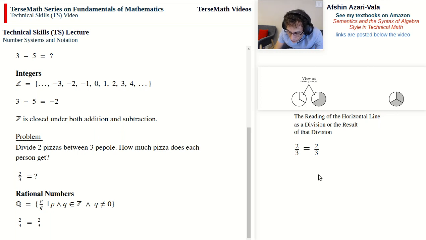So although it seems like we are saying something that's obvious, keep in mind that the reading on the left is different from the reading on the right. On the left, we're talking about what needs to be done. 2 things need to be divided into 3 parts. On the right side, we're talking about the size of the result, which is 2/3 of 1.